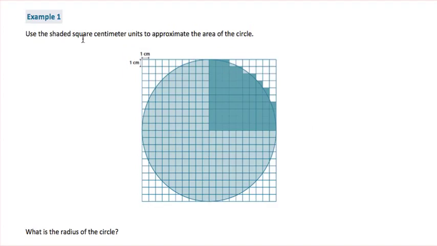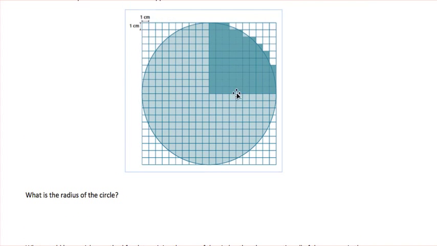In example 1, we're asked to use the shaded square centimeter units to approximate the area of the circle. So take a moment to count the squares. And then we're going to calculate a little more closely, and we're going to find out what the radius of the circle is. And I find the radius of the circle to be 10 centimeters.